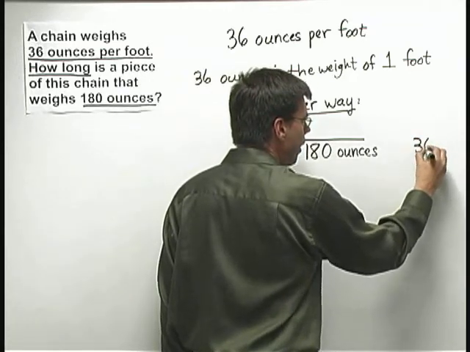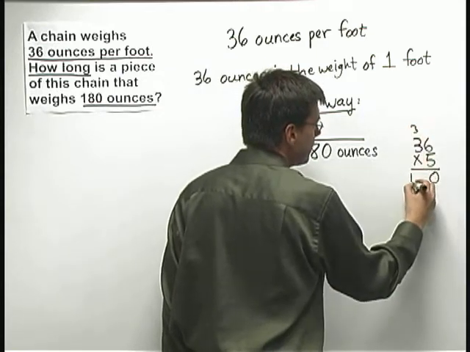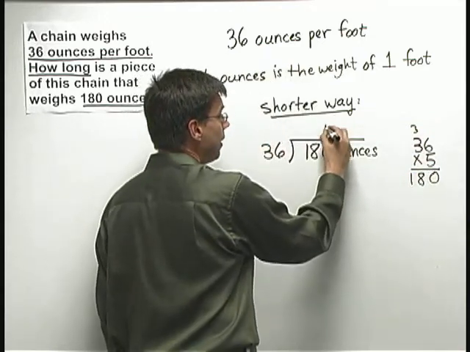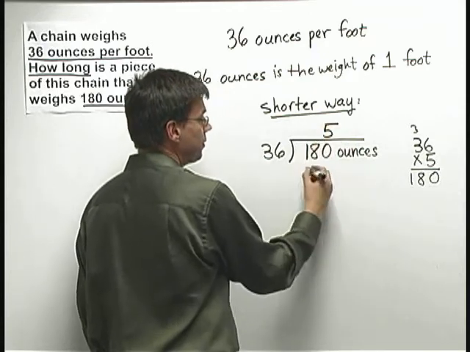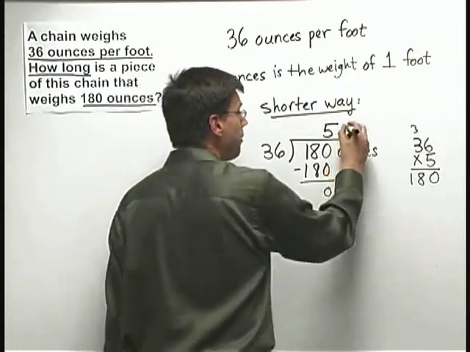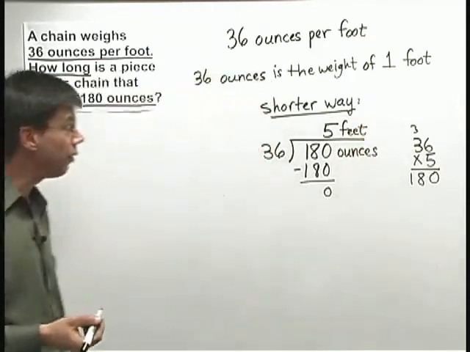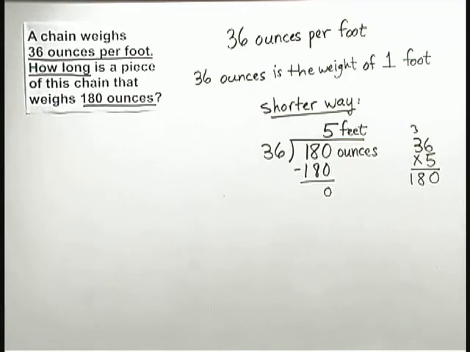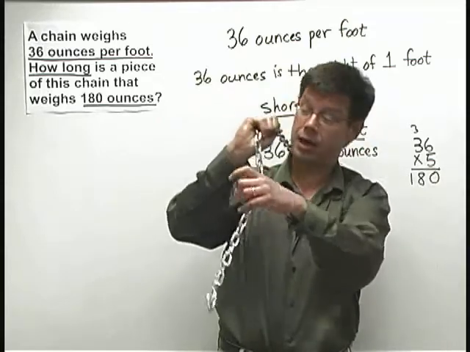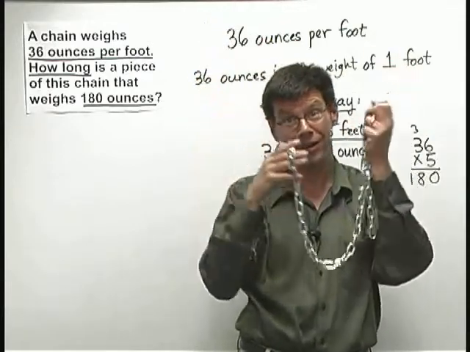Well, I think we just saw that 36 times 5 is exactly 180. So 36 goes into 180 5 times. 5 times 36 is 180. Subtract, and we've done the division. 5 feet of chain would weigh exactly 180 ounces. So 5 feet of chain weigh 180 ounces. And I just happen to have 5 feet of chain right here.